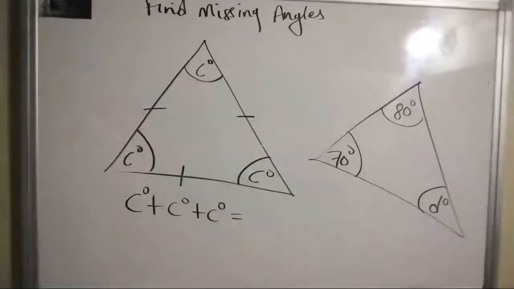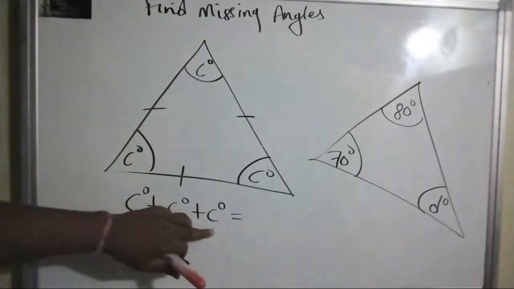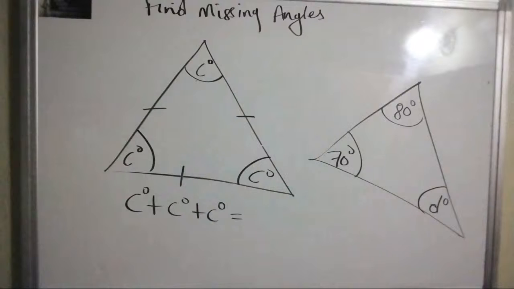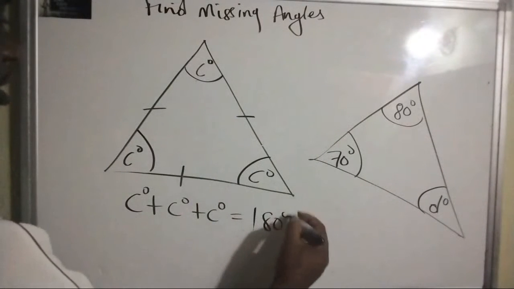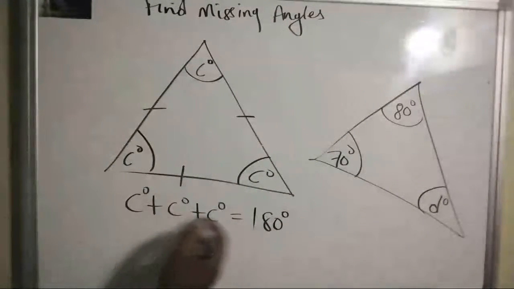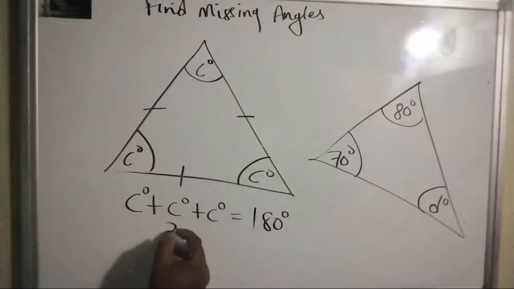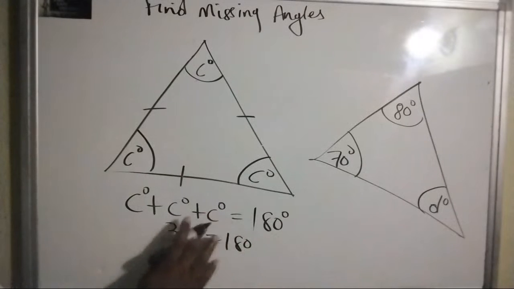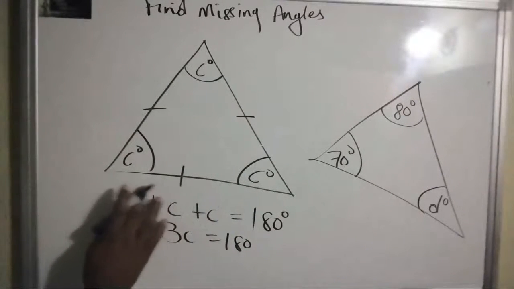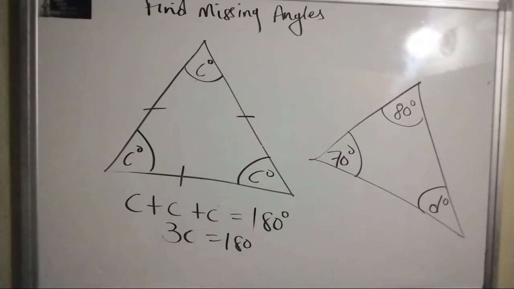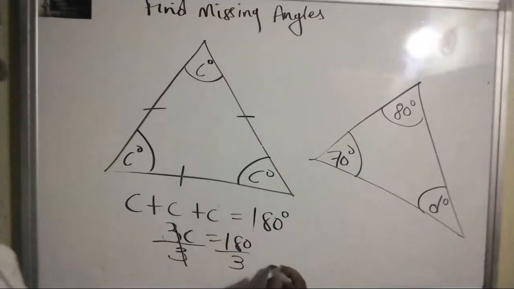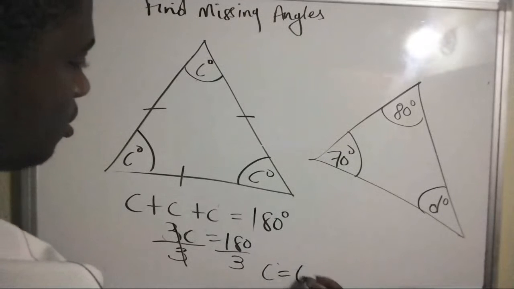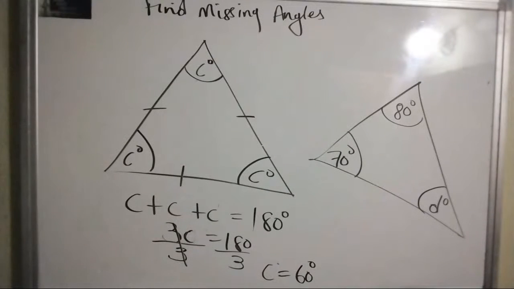Alright? So it says C plus C plus C, right? Because all three angles must add up to 180 degrees. So we add this. That gives us 3C, and that's 180 degrees. And then now divide by 3. So C is equal to 60 degrees. And that is an equilateral triangle.